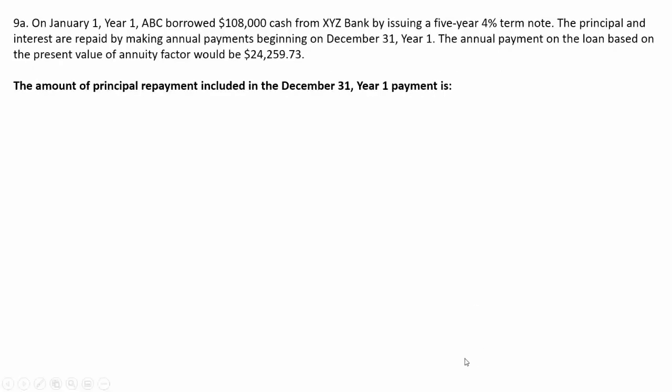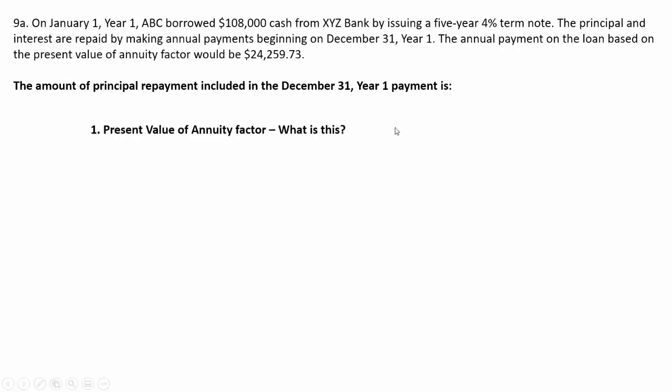Next, we've got the next one here. On January 1st, year 1, ABC borrowed $108,000 cash from XYZ Bank by issuing a 5-year 4% note, with principal and interest repaid by making annual payments beginning on December 31st, year 1. The annual payment on the loan based on a present value factor would be $24,259.73. You already know that when you base these on a present value factor, that payment amount represents principal and interest. So this problem wants to know the amount of principal repayment included in the December 31st, year 1 payment, and how much will be principal and how much will be interest.